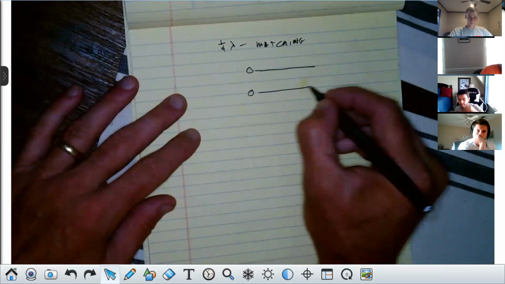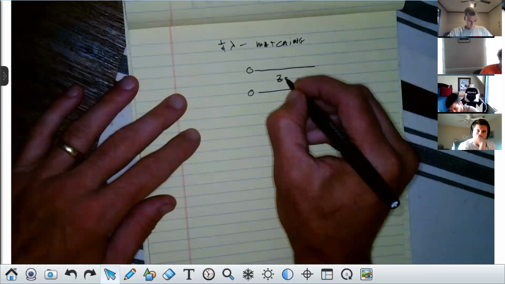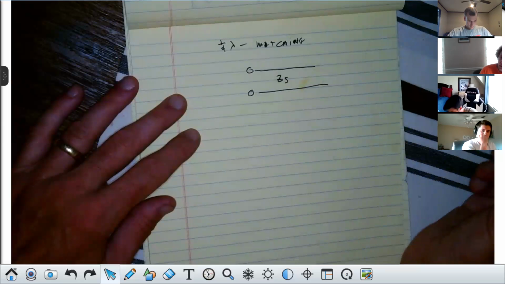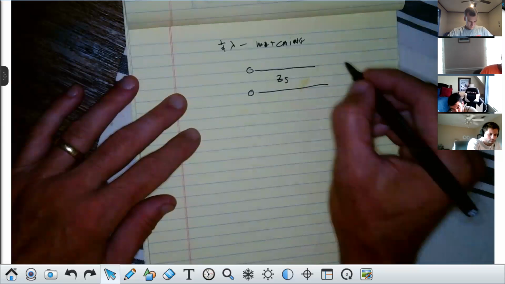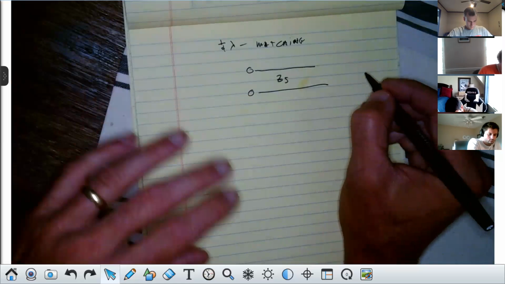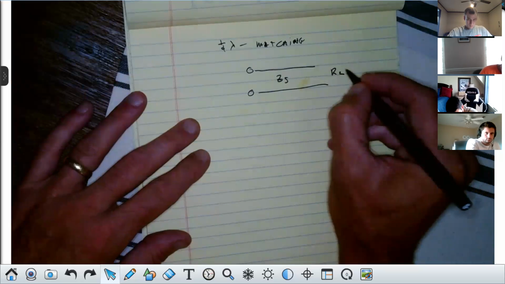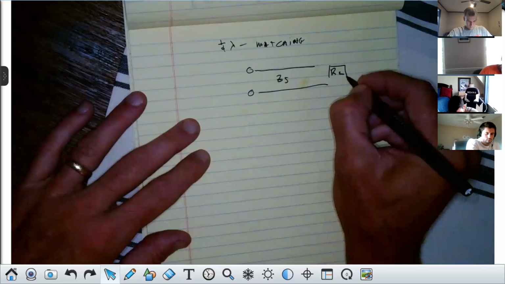So quarter wave matching means the line's length is a quarter wavelength long. Now this only works at one frequency, and it's important you remember that. So we're going to have a characteristic impedance. Instead of Z naught, we call this ZS, and the thing we're going to design for is the value of ZS. And then we're going to assume the load has just a real component, not an imaginary. This will not work with an imaginary load. So I'll just put R load here, and that's going to be the load impedance.